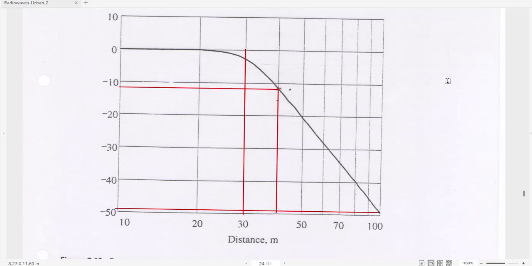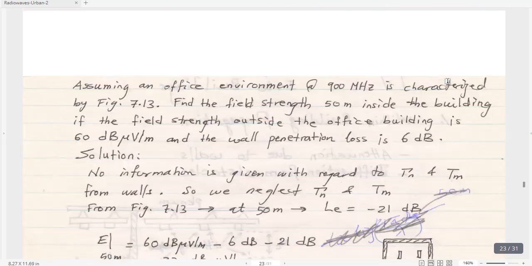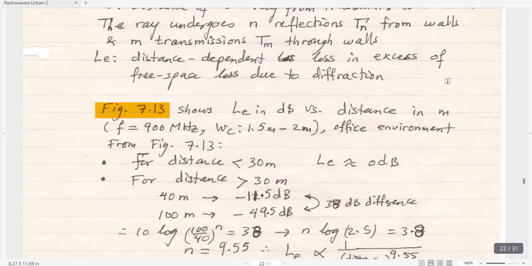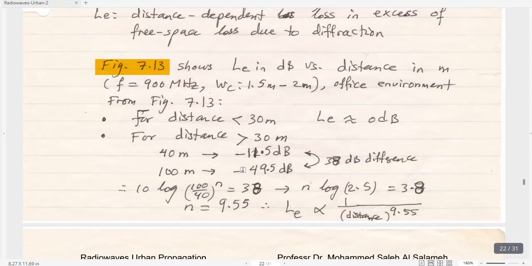Let's go back here. At 40 meters, we have seen from the figure that it was minus 11.5, and at 100 meters it was minus 49.5. The difference is 38 dB. Now 10 log of the distance ratio 100 over 40 to the power n, the exponent of the power law, is equal to the difference, which is 38.